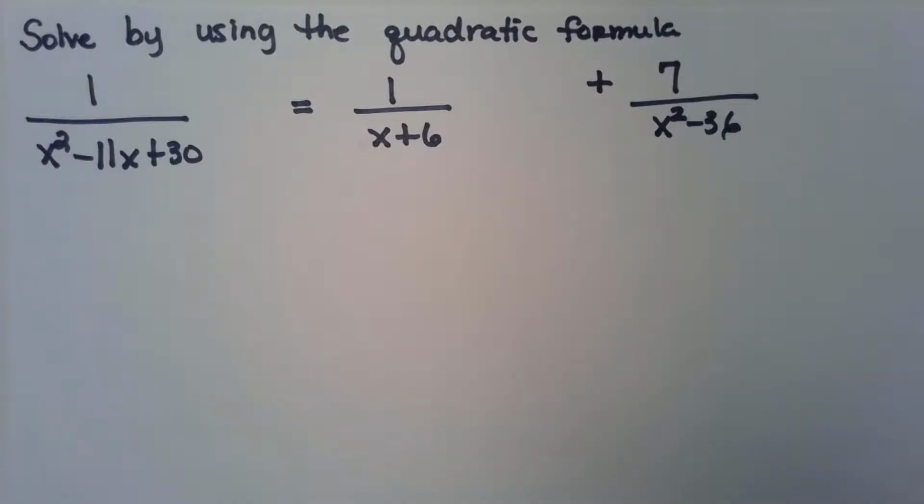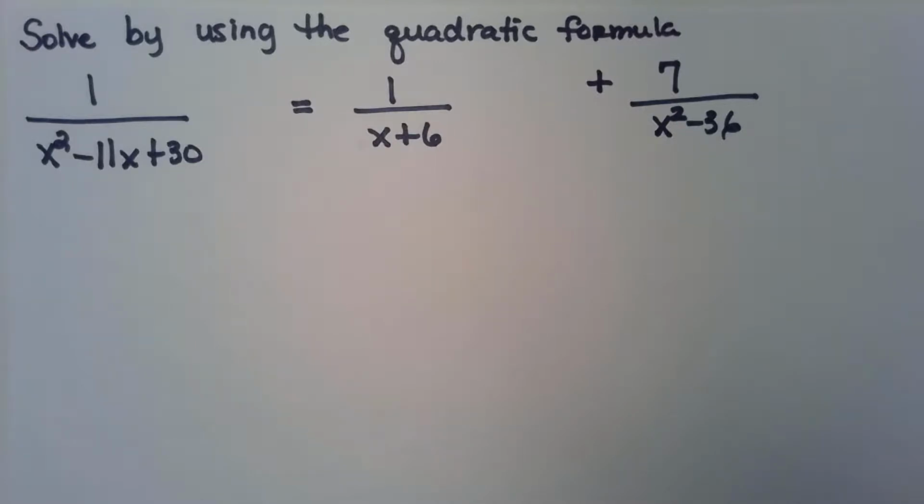We're going to solve 1 over x squared minus 11x plus 30 equals 1 over x plus 6 plus 7 over x squared minus 36. We're going to solve this equation by using the quadratic formula. So remember, in order for us to solve an equation as such, we want our equation to be in the form of ax squared plus bx plus c equals 0.